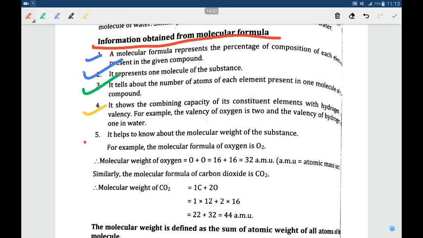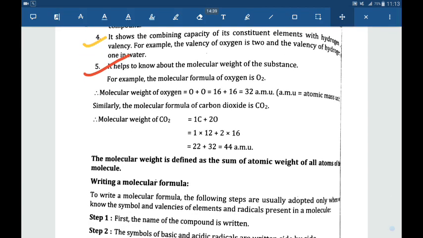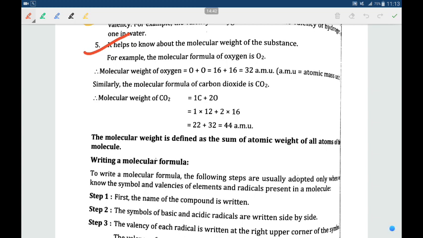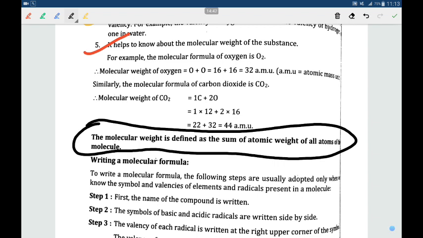Fifth point, what does the fifth point say? It helps to know about the molecular weight of a substance. Students, molecular weight. What is the definition of molecular weight? Molecular weight is defined as the sum of the atomic weights of all atoms of the molecule. What is atomic weight? It is connected, isn't it?